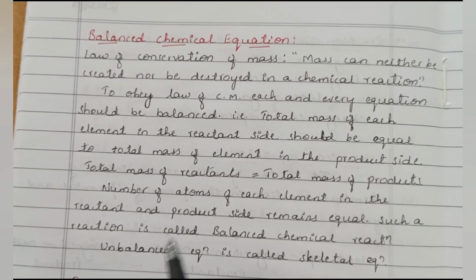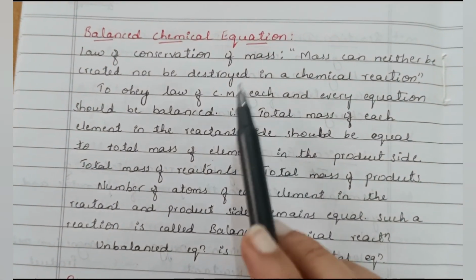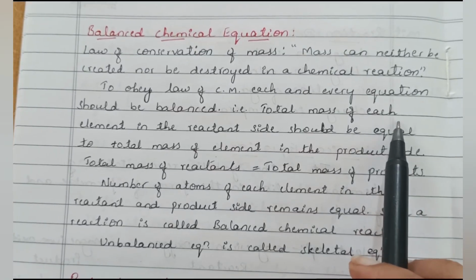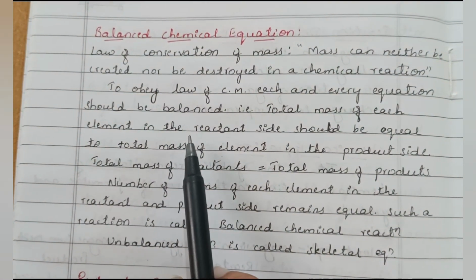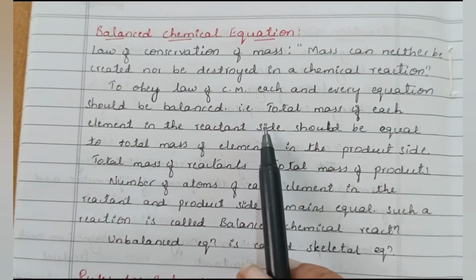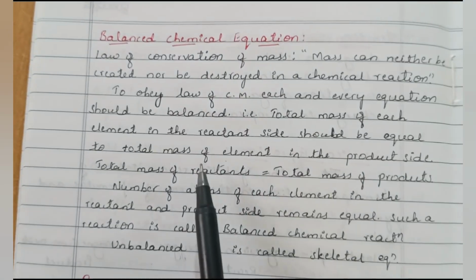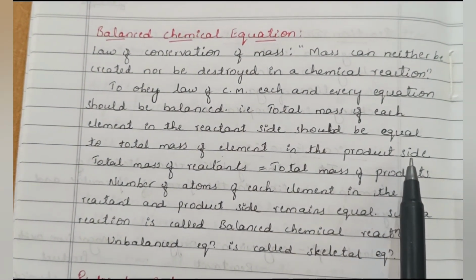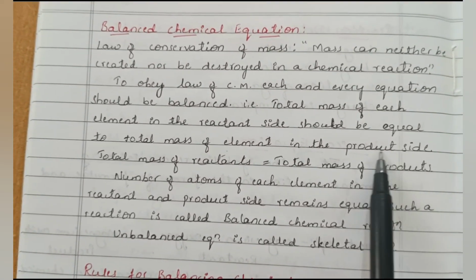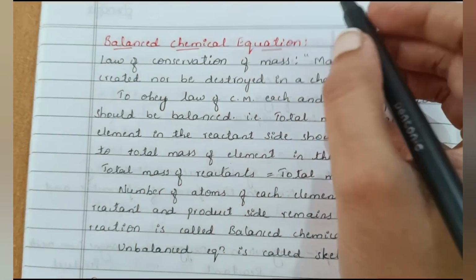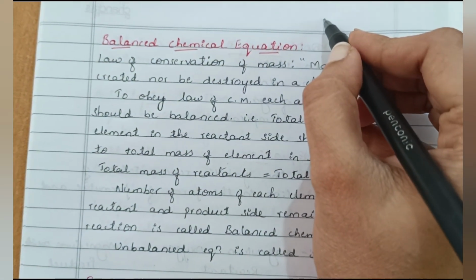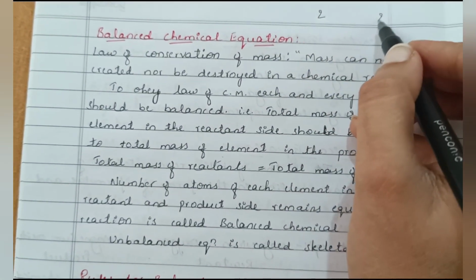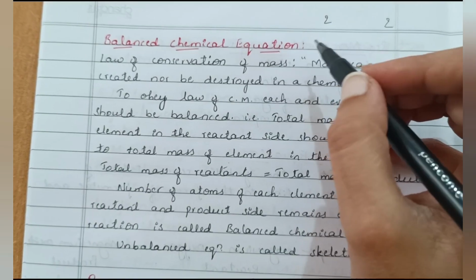Then what's the meaning of this law? The total mass of each element present in the reactant side should be equal to the total mass of that element in the product side. This is the meaning. For example, if the mass of the hydrogen atom in the reactant side is 2, in the product side also it should be 2.